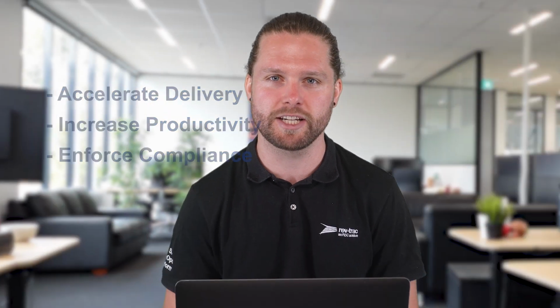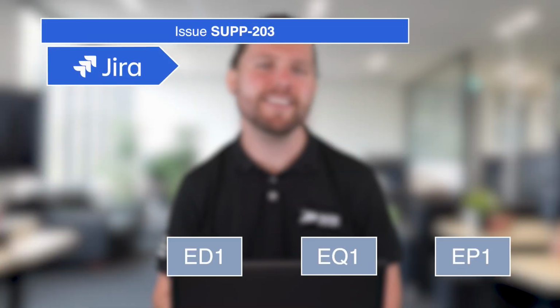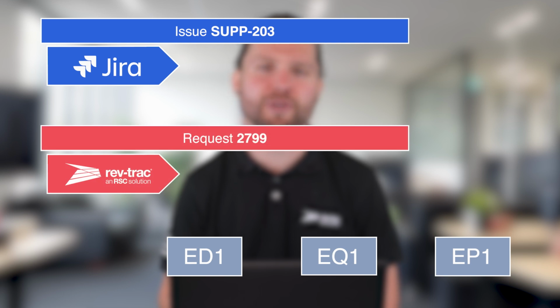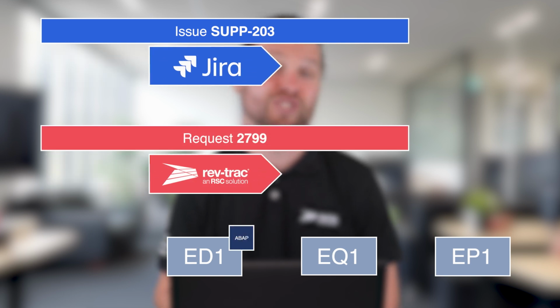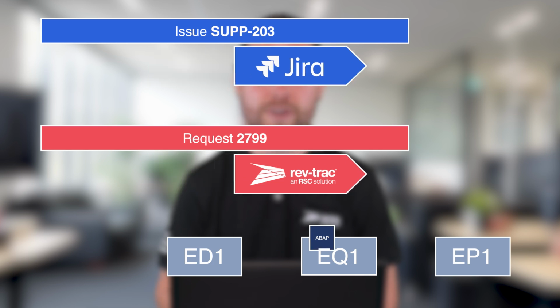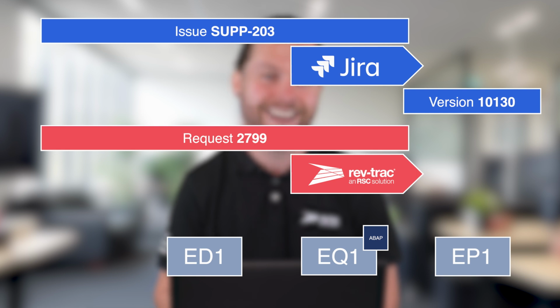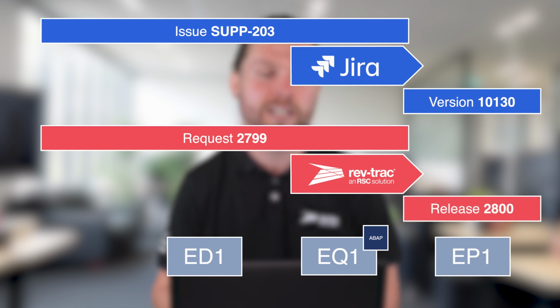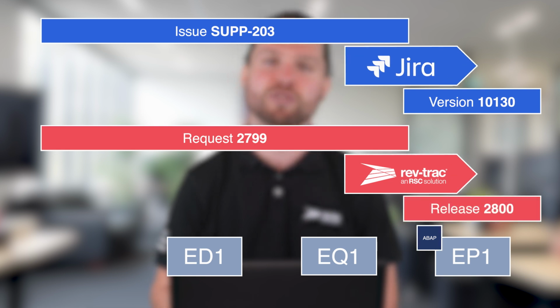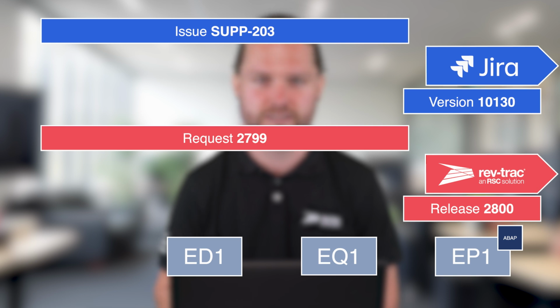sacrificing system stability. In this demonstration, we're going to create an issue in Jira which will automatically create a RevTrack request. This request will migrate the transports associated with this change through the landscape, keeping the Jira ticket up to date along the way. We will then assign the Jira issue to a fixed version and in turn the RevTrack request to a RevTrack release in order to deploy the change to production.